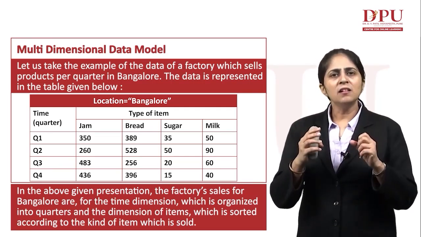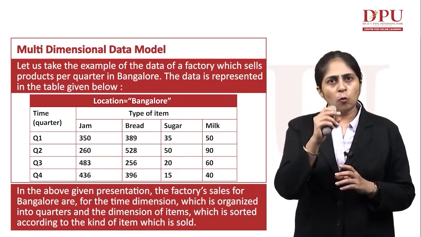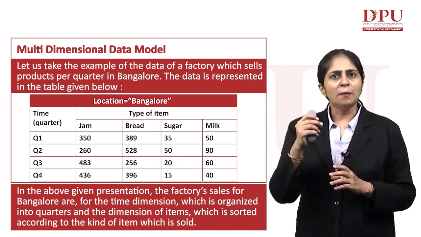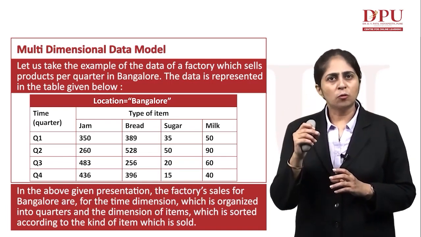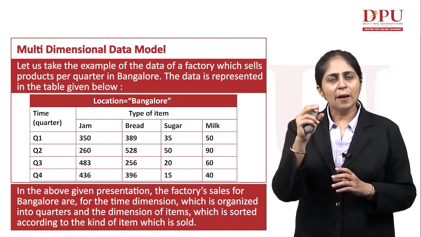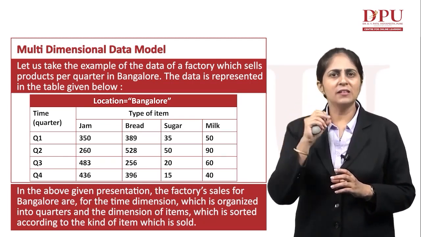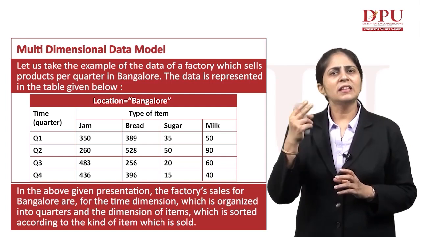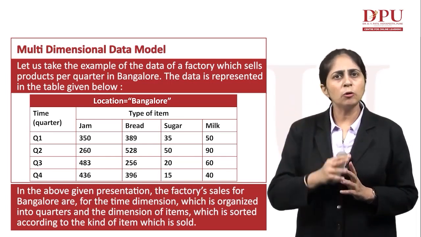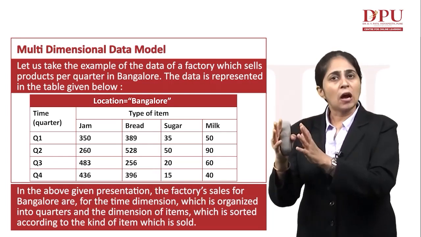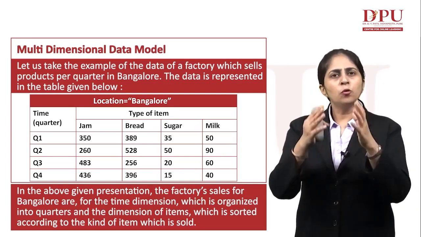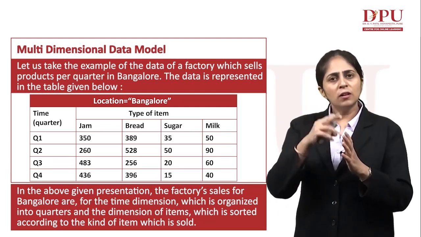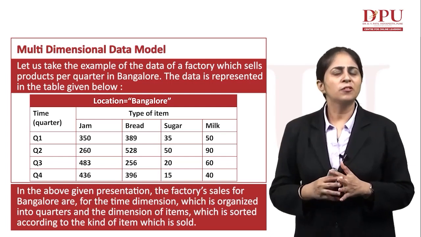So the facts here: we have 350 in quarter 1, that is how many jam packets have been sold. We are calling in quarter 1 in Bangalore, the jam packets that have been sold, it is 350. So 350 is our fact. This we can say in thousands or in whatever quantity you want to say. 350 thousands. Then we have 250 in quarter 2, 250,000. So these facts we have kept in terms of 1000.